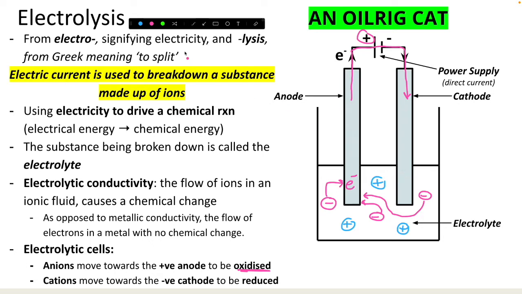And the cathode, this here, is where the cations are going to be reduced. So then the cations are going to move towards the cathode. And this is where the reduction is going to occur. They're going to gain these electrons that the anions over here had lost. Cations, being positively charged, are going to move towards the negatively charged cathode.